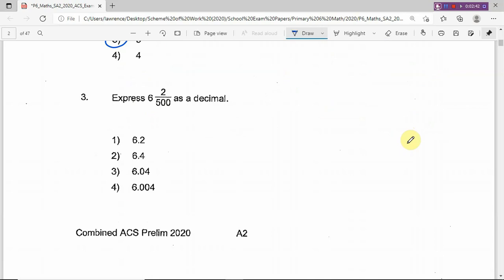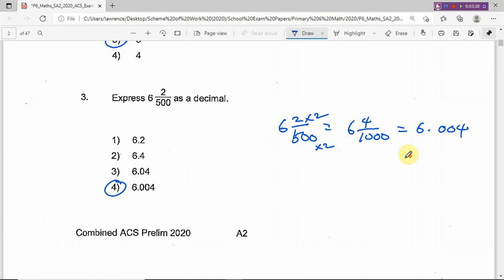Okay, number 3, how do you change the mixed number into a decimal? So again, there's a shortcut. So what's the shortcut? The shortcut is to make the denominator into a 10, a 100 or 1000. Because if you can make the denominators into 10, 100 or 1000, you will be able to get the decimal faster. So for example, if I make the denominator into 1000, so I will get 6 and 4 over 1000. So what's the decimal? The decimal will be 6.004. Okay, that's how you apply the shortcut to get the decimal faster. So your answer will be number 4. Okay, let's go to the next one.